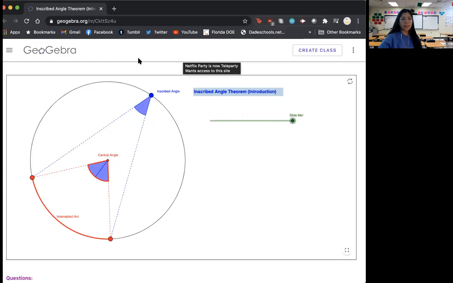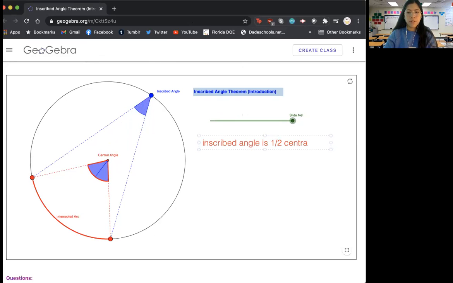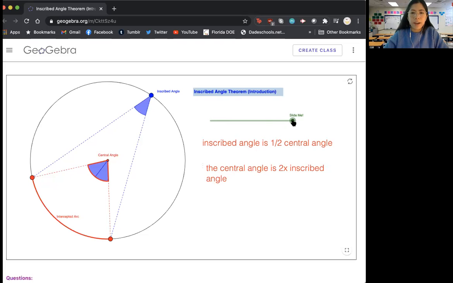Good. So we can kind of say it both ways, which Perla just said. The inscribed angle is half of the central angle. Or you can say it the other way around, which is that the central angle is 2 times the inscribed angle. Whichever way you look at it, that is the relationship.